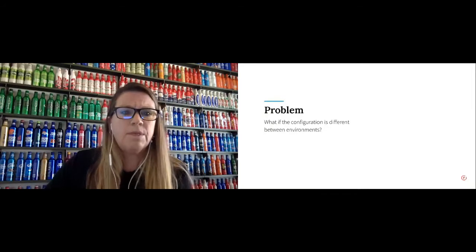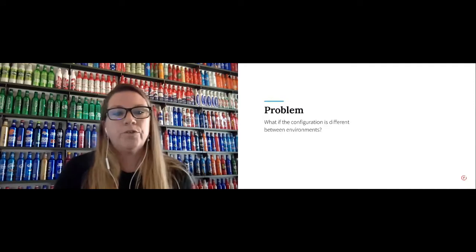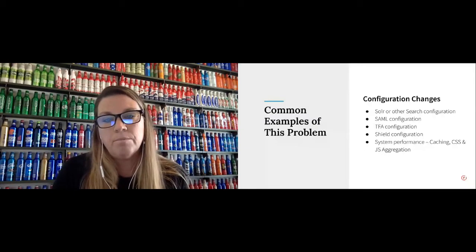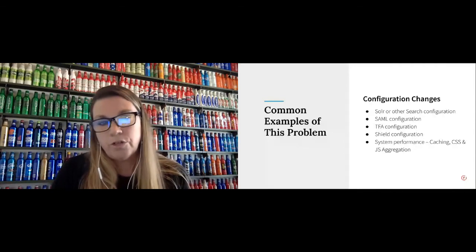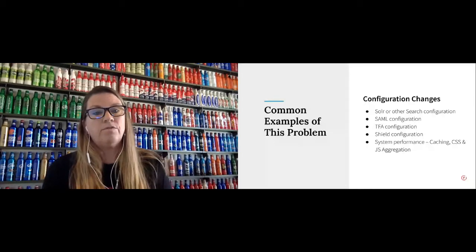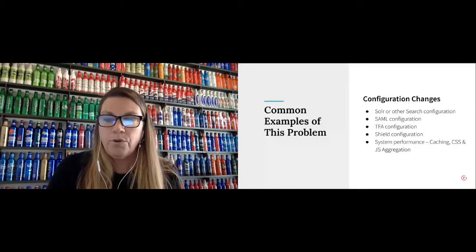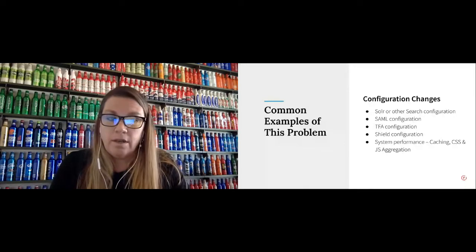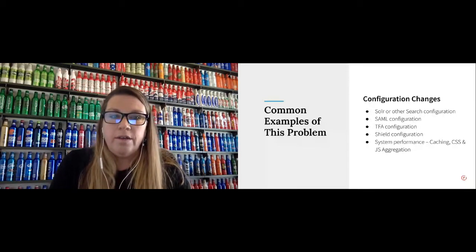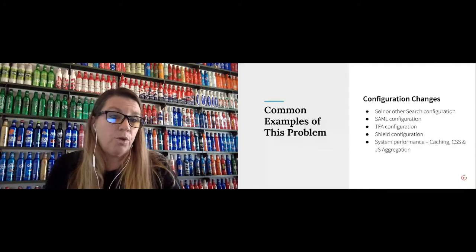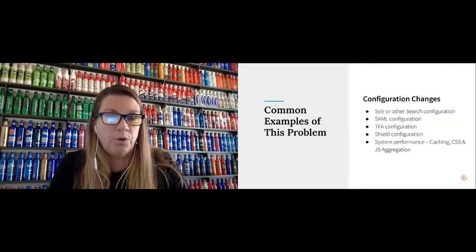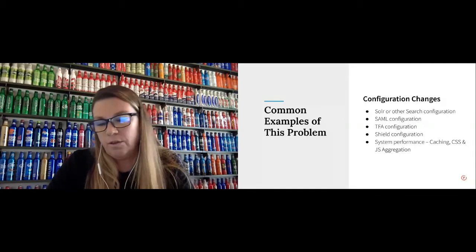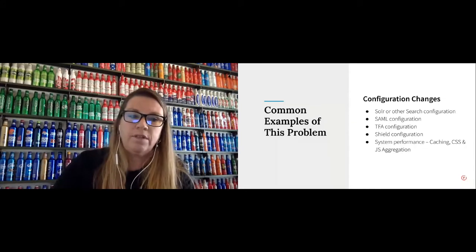Some of the common examples of configuration changes might be your Solr or other search configurations. In your development or non-production environment, you may be hooked up to a different search configuration that you want configured in those environments. Also, SAML configuration, maybe in your non-production environments, you want to have that disabled. Also your two-factor configuration, that's again something that maybe you want to turn off. And then in the opposite, maybe the shield configuration is something you want on in your non-production environments, but off in your production environment. And then there are definitely a lot of caching issues, especially in your local environment, where you want to have these things turned off.